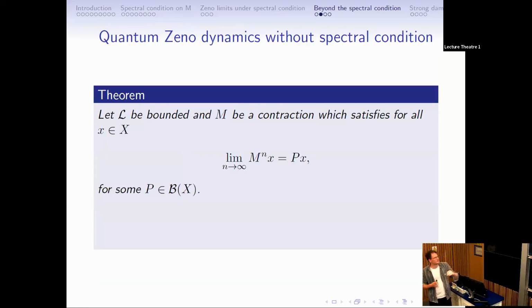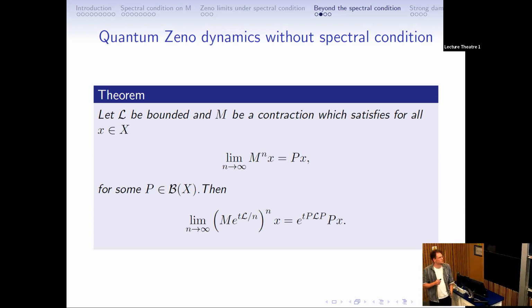Okay, but there is this theorem we came up with which saves us. So this is for bounded generators L and M being a contraction which only satisfies strong operator power convergence, right? So exactly like the attenuator channel would fall into this class of contractions. To some P, okay, P will again be the projector on the invariant subspace of this M. Then what we find is strong convergence of the Zeno product to again the effective dynamics, as we were hoping for.